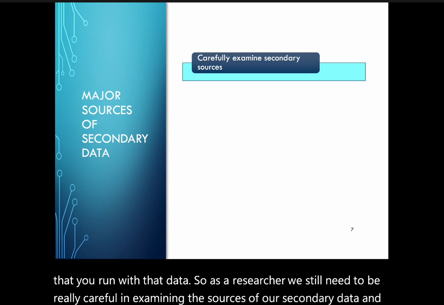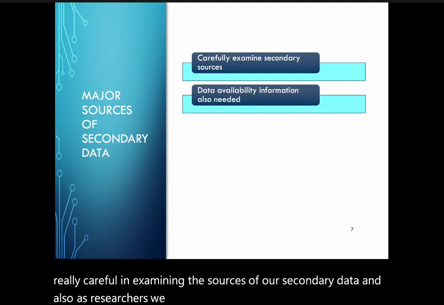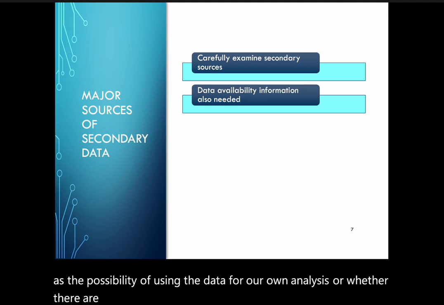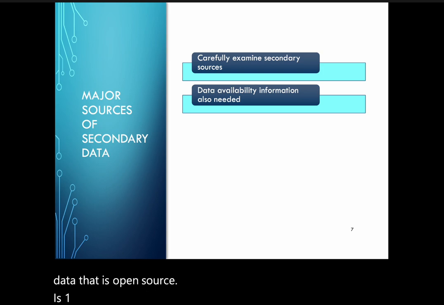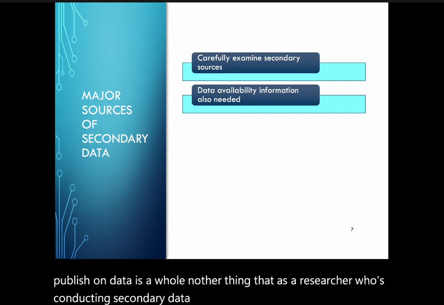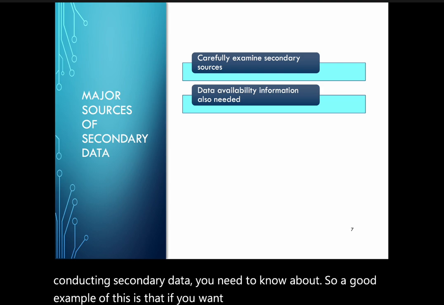So as researchers, we still need to be really careful in examining the sources of our secondary data. We also need information on data availability, such as the possibility of using the data for our own analyses or whether there are applicable terms and conditions. Simply having data that is open source is one thing, but being able to actually run your own analyses and publish on the data is a whole other thing that you need to know about.